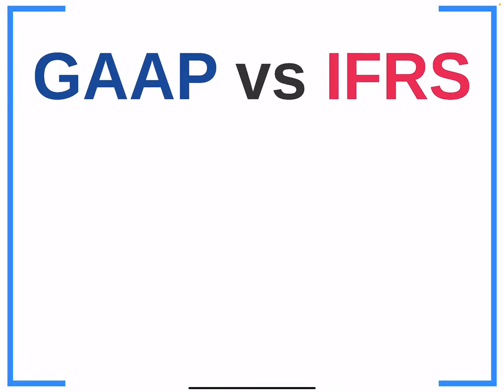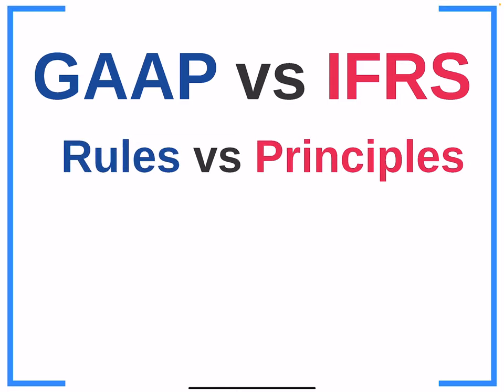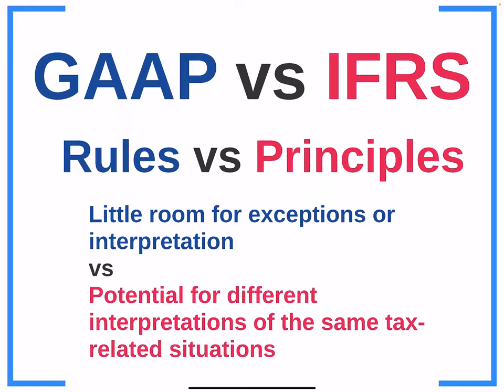So just in a nutshell, what's the difference? For this unit, all you need to do is understand this slide. GAAP is rule-based, whereas IFRS, what we adopt in Australia, is principles-based. A rule-based system has little room for exceptions or interpretation, whereas a principle-based one has potential for different interpretations of the same situations. Which means GAAP will be like a dictionary, but IFRS will be like a manual to say what generally can be done, but the rest is up for interpretation. All right, if you understand that slide, that'll be enough for this unit, because we'll be focusing on E first.